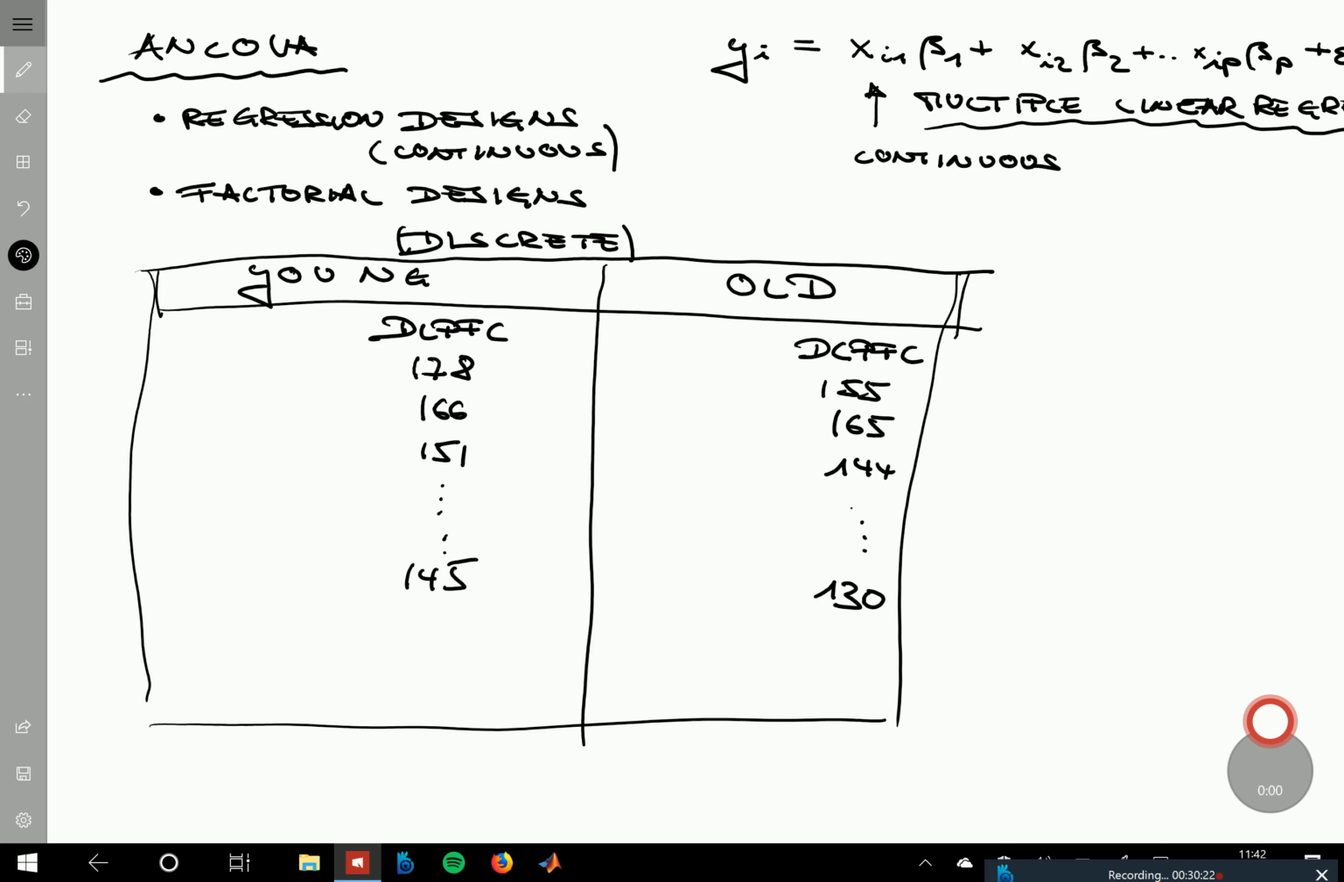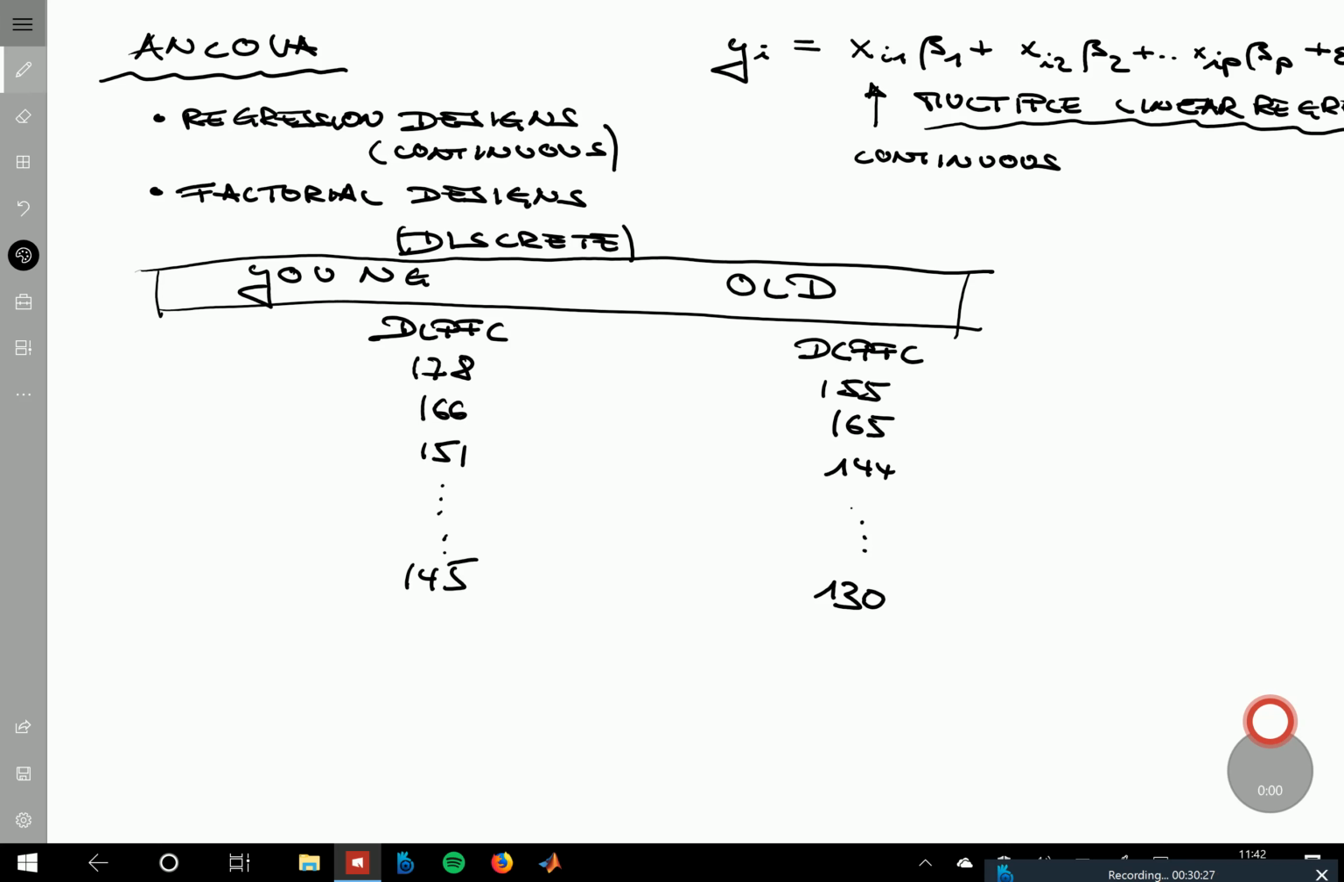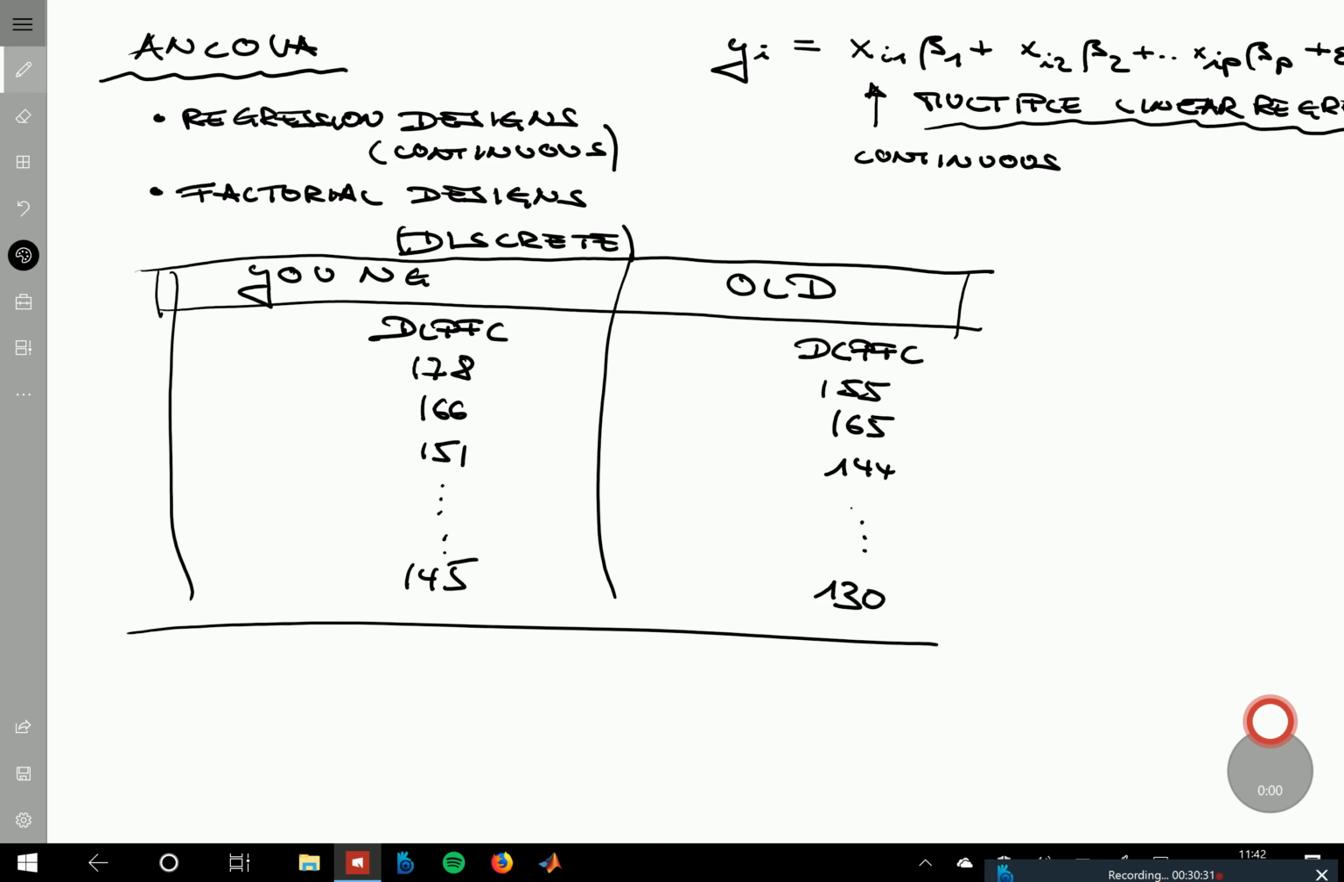We also have a continuous experimental or independent variable, namely the alcohol intake, in units of alcohol or whatever, so we have something like this.